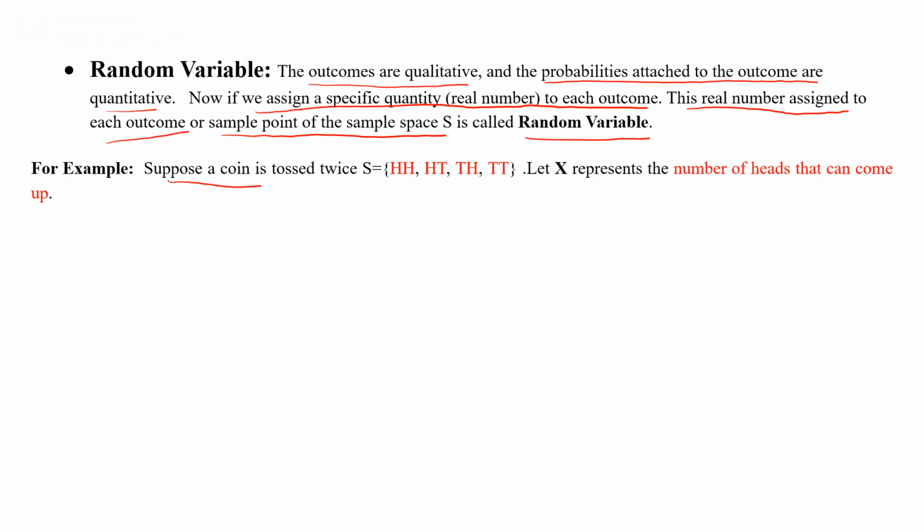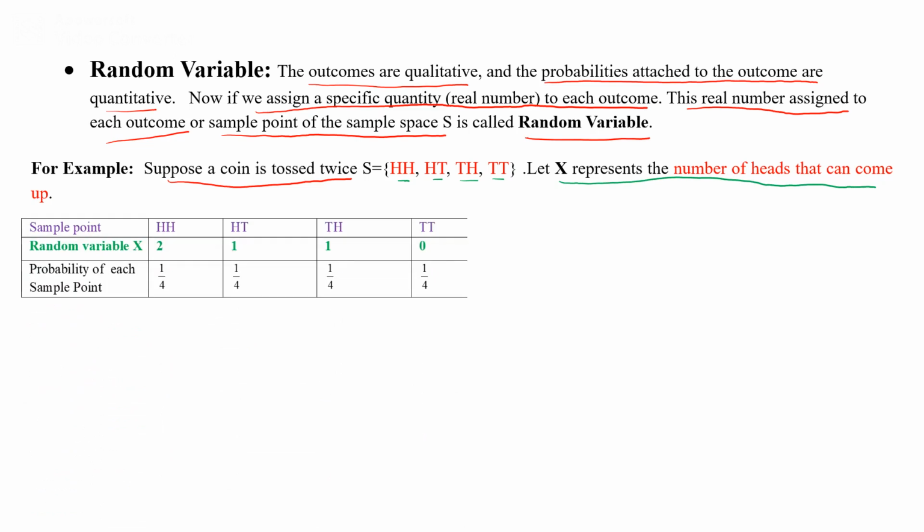Now, we take an example. Suppose we have a coin tossed twice. So the sample space we have is head head, head tail, tail head, tail tail. Now let us suppose x represents the number of heads that come up. So the sample points we have are head head, head tail, tail head, and tail tail. So here we take a random variable x which represents the number of heads that come up.